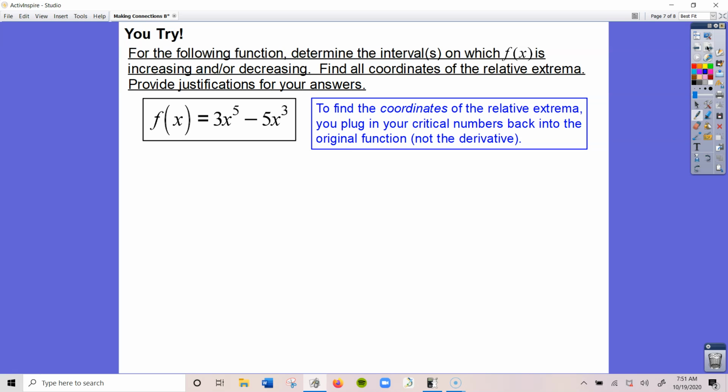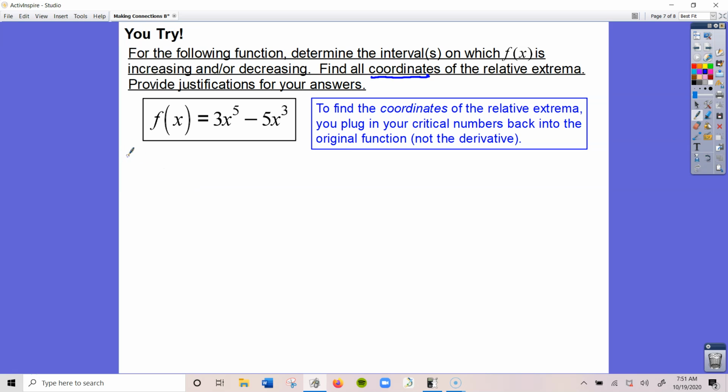Let's try another example. Now in this one, what's different, not only are we finding increasing or decreasing behavior, but we're looking for the coordinates of the relative extrema. And we're obviously going to provide justifications for all our answers. Now, to find the coordinates of the extrema, you need to plug your critical numbers back into the original function, not the derivative, because I want the actual coordinates from the function.